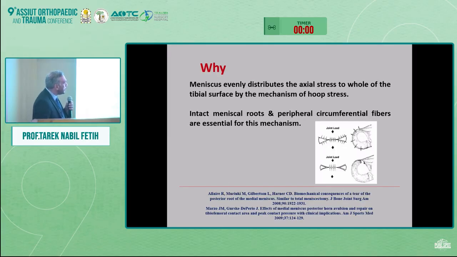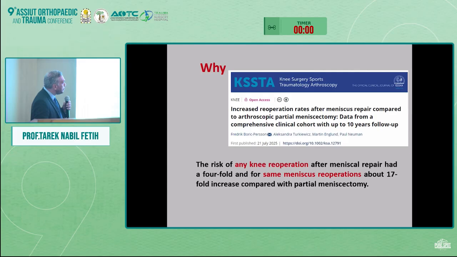Why do we repair the meniscus? Because the meniscus evenly distributes the axial stress to the whole tibial surface by the mechanism of hoop stress. We need intact meniscal roots and intact peripheral circumferential fibers to achieve this mechanism.